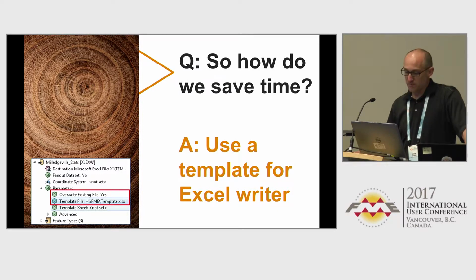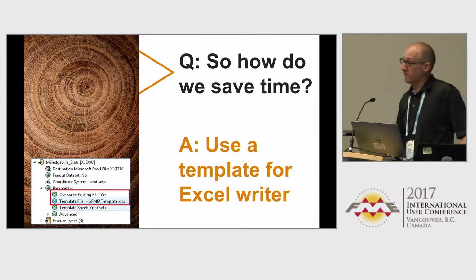So how can we use FME to save time? The answer for me has been to use a template in our Excel writer file. And if you go into the navigation pane within FME, there's a couple of settings that are important there for this. The first one is overwrite existing file. You set that to yes.